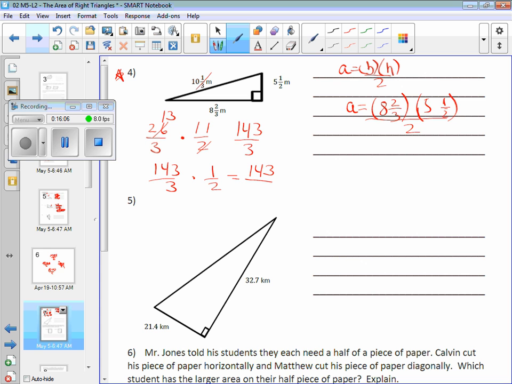This is why I wanted to do it with you. And I get this, right? Everybody caught up so far and understand? But I can't leave it like that. It's top heavy, I know. Poor old 143 over 6, because it is not simplified. We have to change it back into a mixed number.